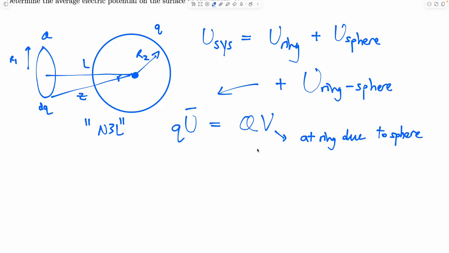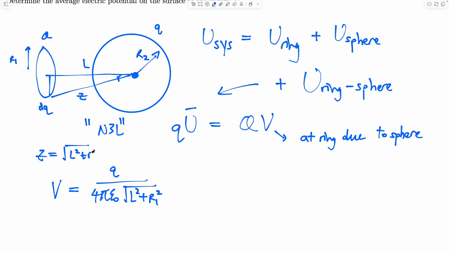So then, the next thing we can do is we can find V. V is simply Q over 4 pi epsilon naught root L square plus R1 square, right? Because it's just a constant distance z from the center of the sphere. And by shell theorem, the potential outside of a sphere is just as if it was at the center. Okay, so z is root L square plus R1 squared.